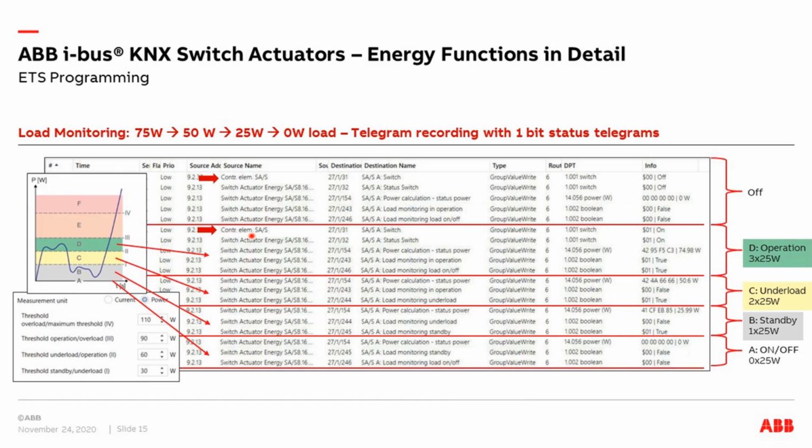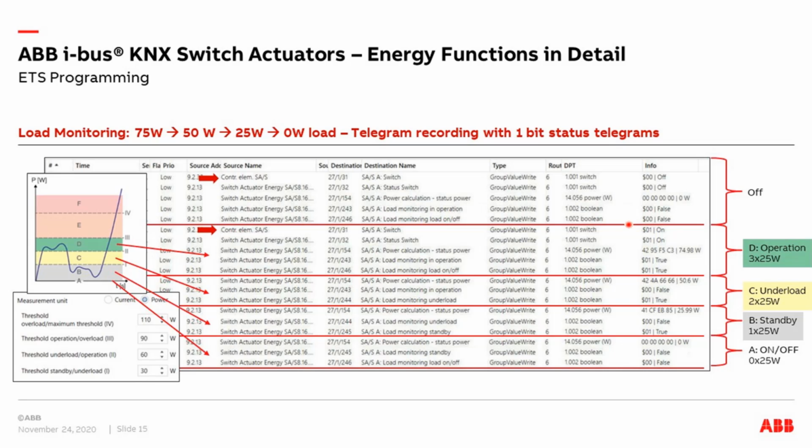Here we have made a recording of this communication with different loads and different load ranges. So let's have a small look at these telegrams. We switch off the relay. Of course, then the status off will be sent. We have no power, 0 watt, and it's not in operation. It's false, this 1-bit telegram, and it's off. So these two pieces of information you get immediately.